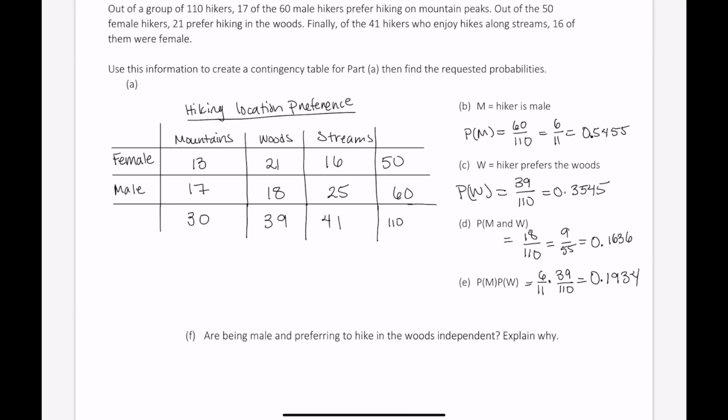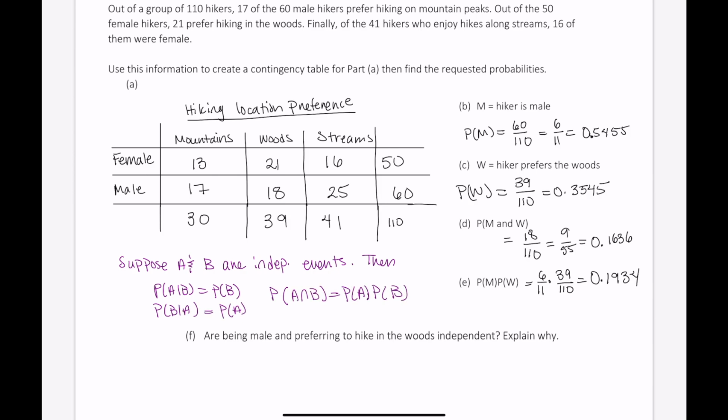So part F. In part F, we get the question, are being male and preferring to hike in the woods independent? Explain why. Well, first I want you to recall from a previous module that if any of these are true, then events are independent. Okay, so if one of these is true, we know our events are independent.